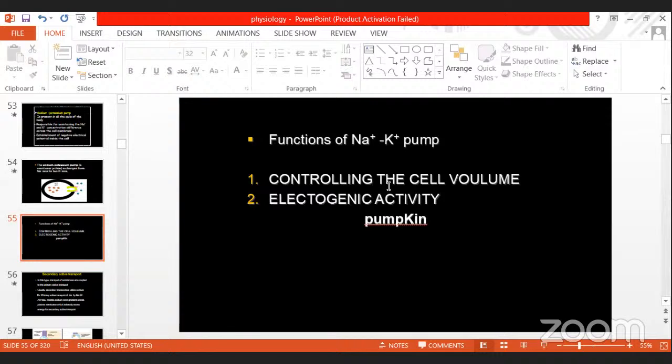So a mnemonic to remember the sodium potassium pump: pump potassium in, 2 potassium in, 3 sodium out. Pump potassium in, or pumpkin. K is for potassium in.